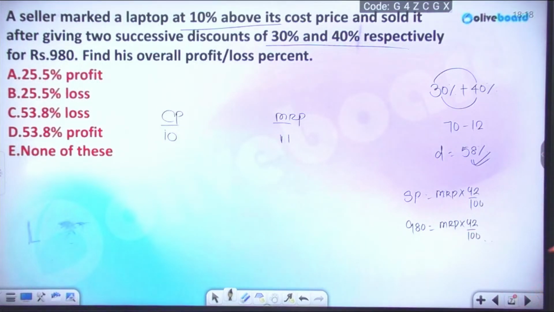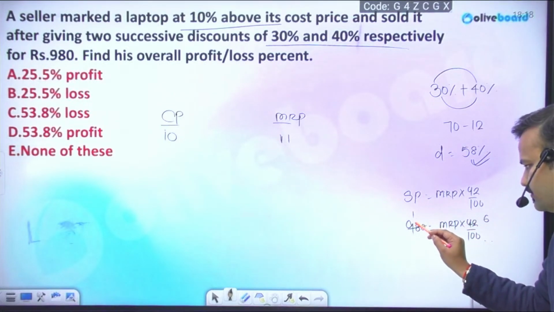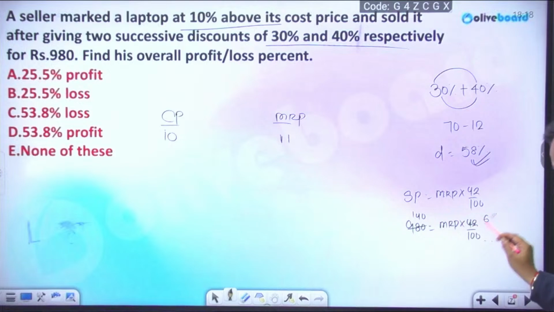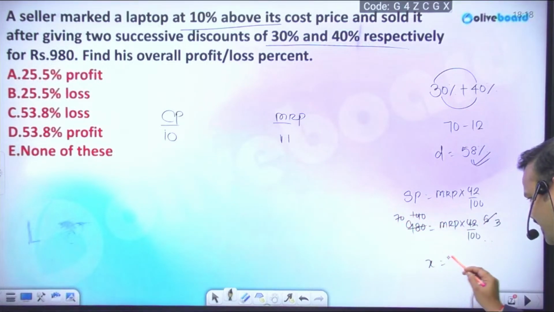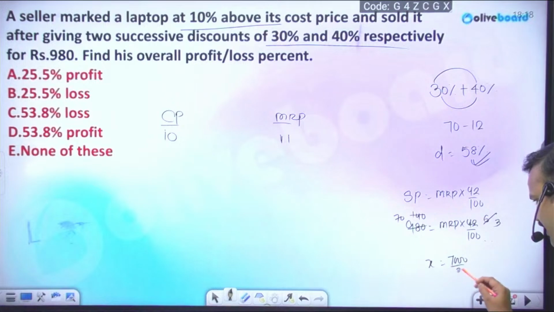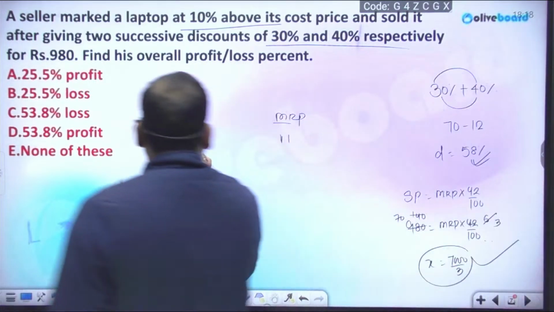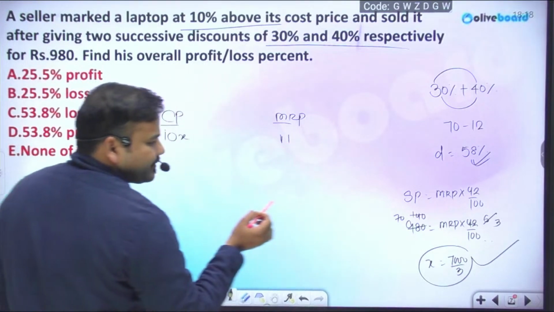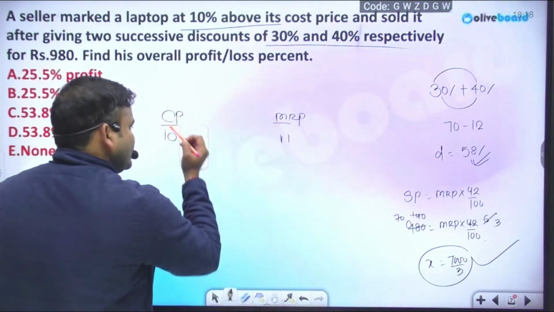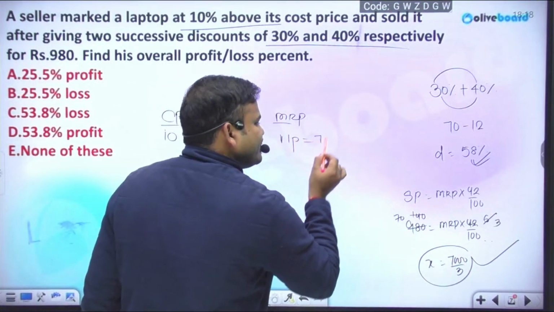So what is the MRP? This is 7 times 6 and this is 7 times 1. 40. This is 2 times 3 and this is 2 times 70. So the value of x will be 7000 by 3. If you got the value of x, that is the MRP of the article, and the MRP is 7000 by 3, this means 11 points represent 7000 by 3.